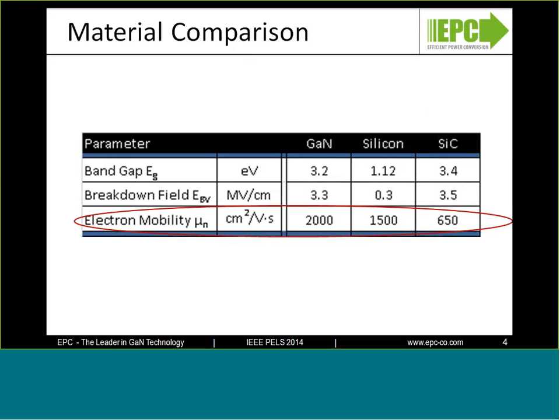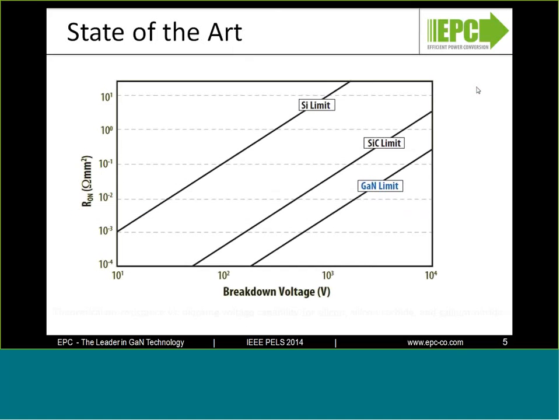The translation of these characteristics can be shown in a graph like this. On the vertical axis, we have the on resistance for a 1 square millimeter piece of active area in silicon, silicon carbide, gallium nitride. And on the horizontal axis, we have the breakdown voltage that you can achieve. Now remember, the terminals can get closer and closer together as you get higher critical fields. As you have higher mobility, you get less resistance. And this is the result.